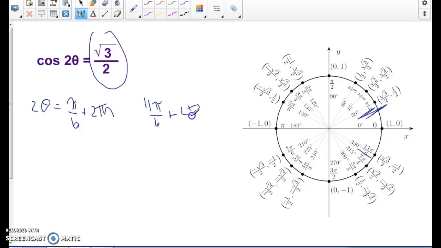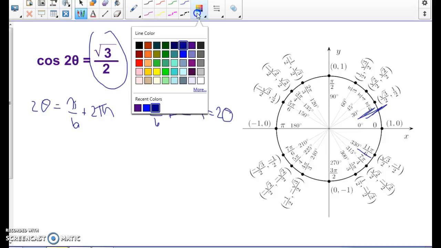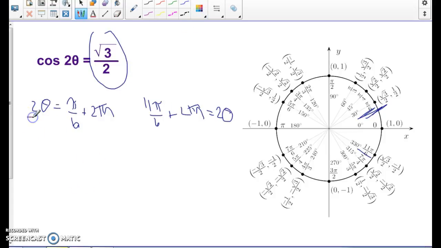Okay? This is getting messier and messier. Equals 2 theta. Now, I have to solve each of these equations. I don't want 2 theta, I want theta. So in order to get rid of the 2 theta, I divide by 2. But I need to divide every last piece by 2, including the 2 pi n.